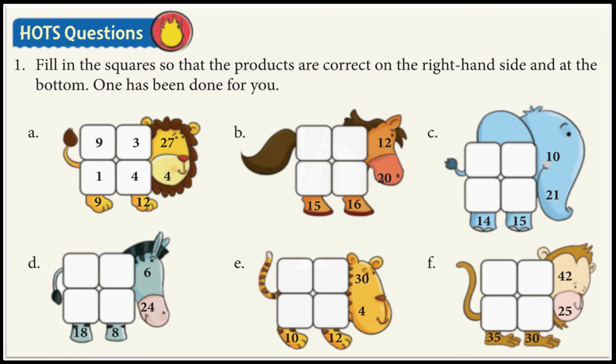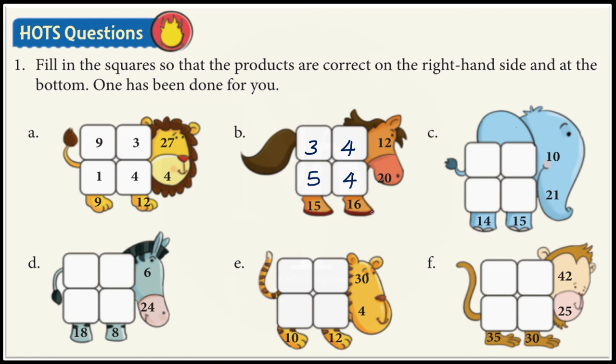Yes, now let us try by writing 3 into 4, that is 3 4s are 3 4. If I write 3 and 4, you will get 3 into 4 as 12. 3 4s are 12. And to get 20 here, I may write 5 and 4. 5 4s are 20.